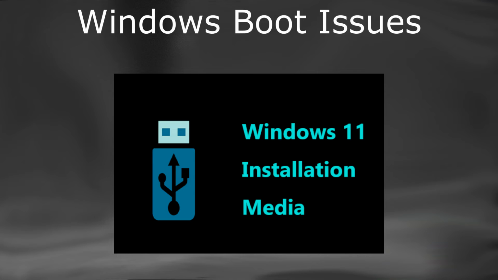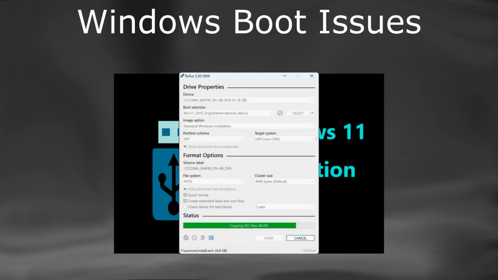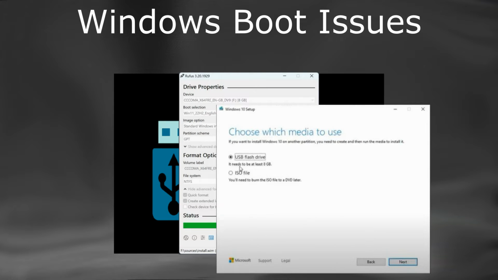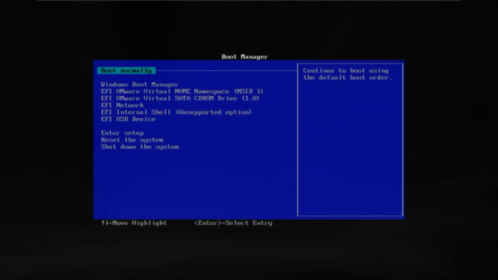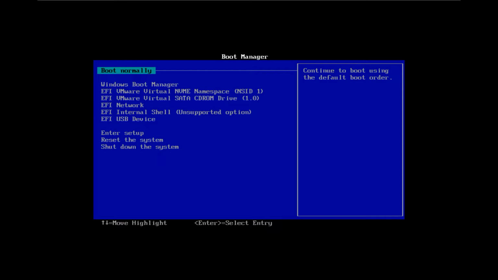For this, we will require Windows installation media. It can be created using an app called Rufus or Windows Media Creation Tool from the Microsoft website. The process is simple, and a guide to creating Windows installation media is covered in this video. Once you are ready with the Windows installation media, please insert it into your computer. Enter your system's BIOS settings and boot from the Windows installation media.